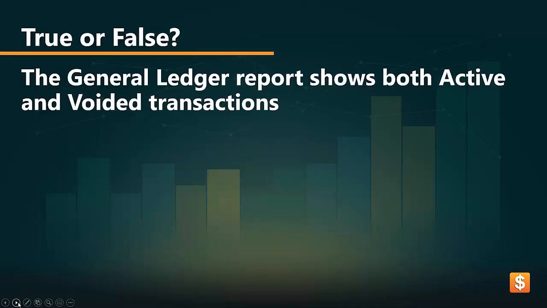Question 1. The general ledger report shows both active and voided transactions. The general ledger report shows both active and voided transactions. A window is going to appear here where you can go ahead and answer this question.